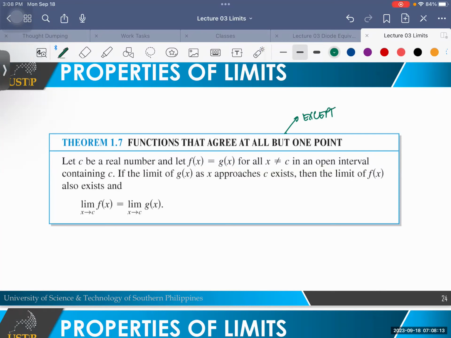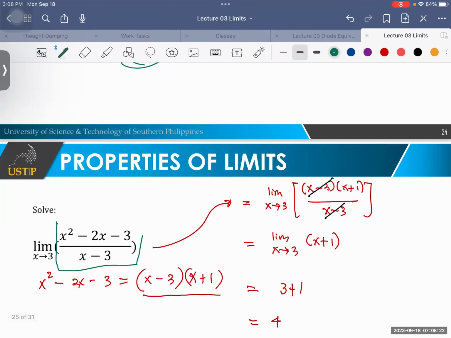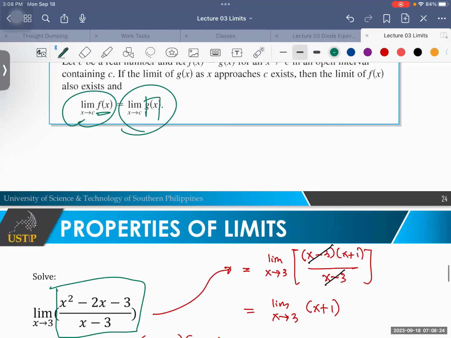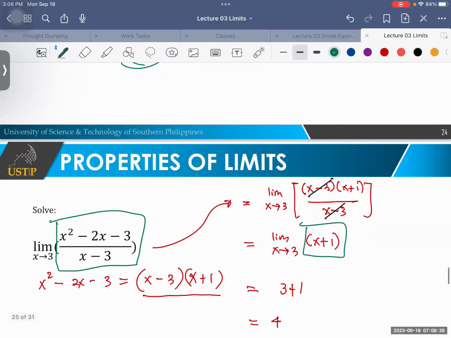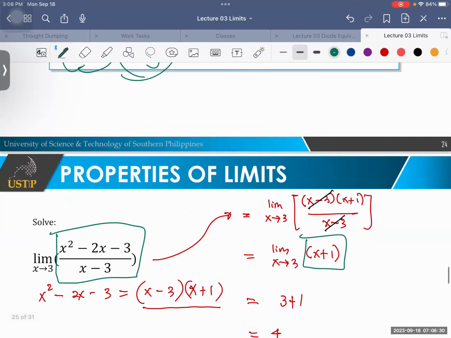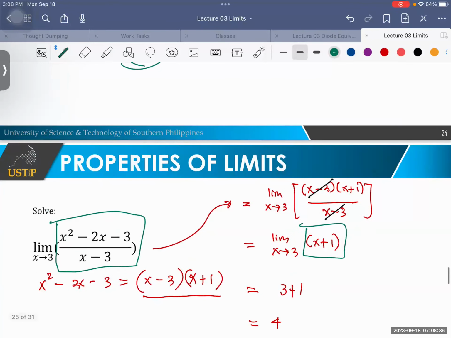Si pasabot ani nga may equal ni siya nga limit is because f of x na to class. Think of this as your f of x. G of x na to is kani. Okay? They will have the same limit.